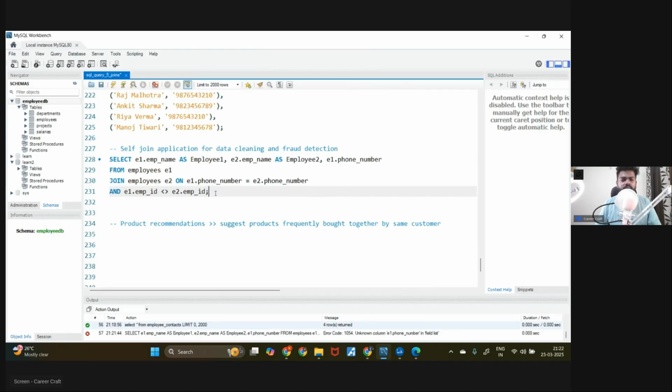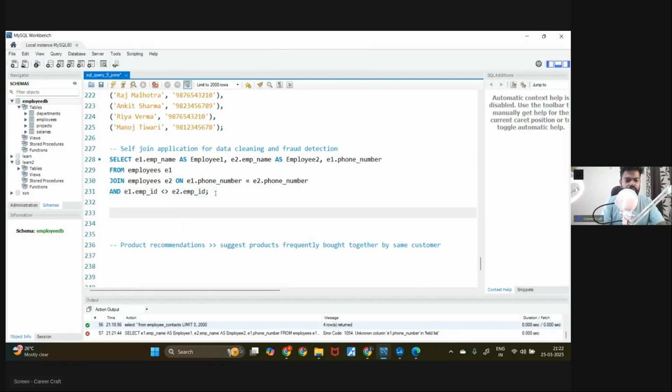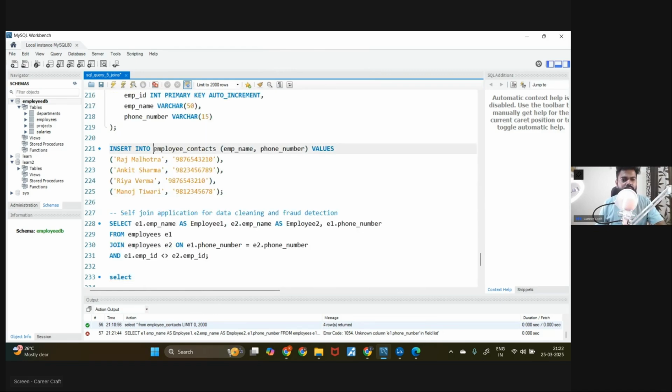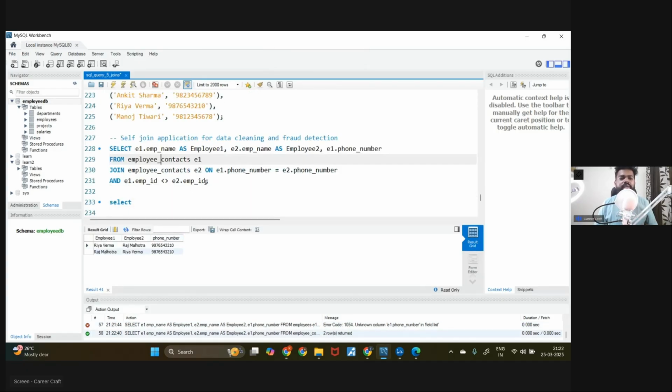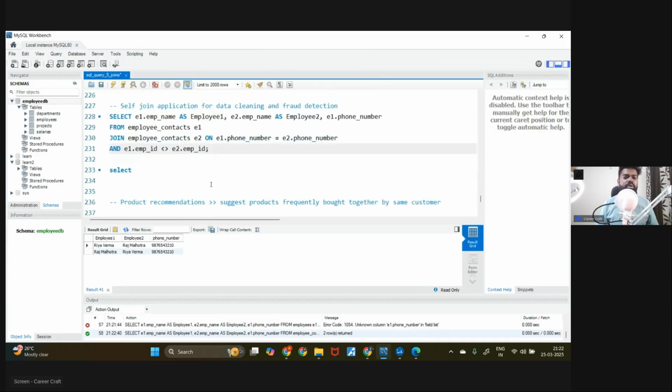Where is the wrong thing, guys? Anyone? Select asterisk. Oh my God. It should be employee contact. That's why. Employee contact. Sorry. Very good. See here now, you guys can get the duplicate phone number. Clear? Yes or no?